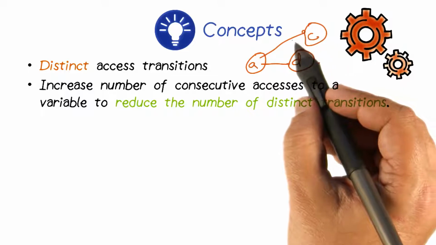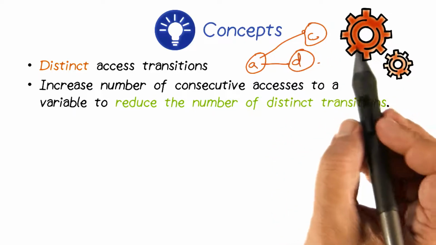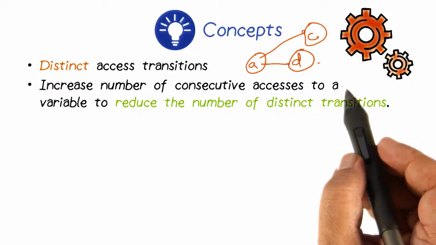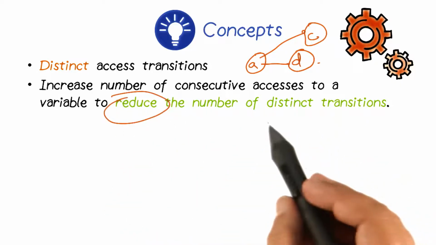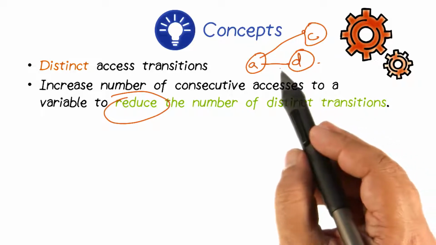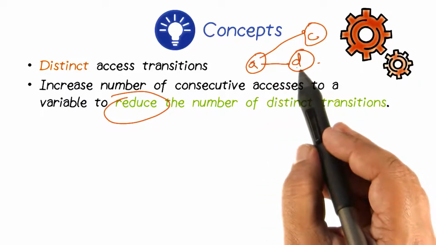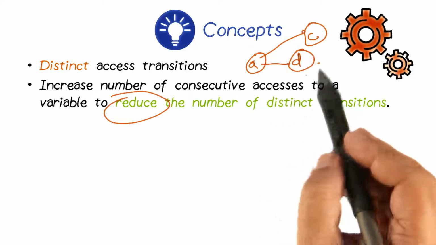So this newly added transition is called a distinct transition here, which corresponds to different edges. Our goal is to increase the number of consecutive accesses to a variable to reduce the number of distinct transitions. In other words, we want to go from A to D and then back to A, rather than trying to go from A to D to C and then to A, which will add all these different edges.